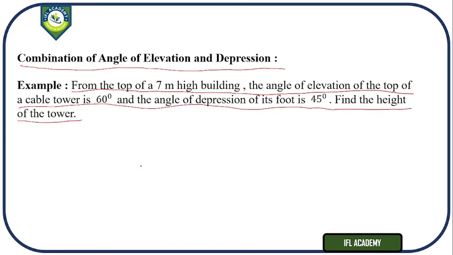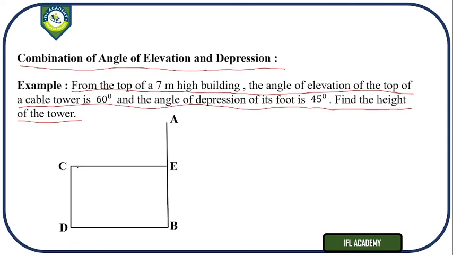So first of all, let us draw the figure. Suppose this is the tower AB and this is the building CD. Join DB and through point C draw a horizontal line parallel to DB. Now from point C, the angle of elevation of the top of the tower is how much? 60 degree. This angle is 60 degree.